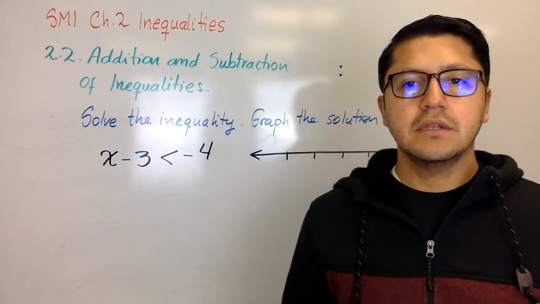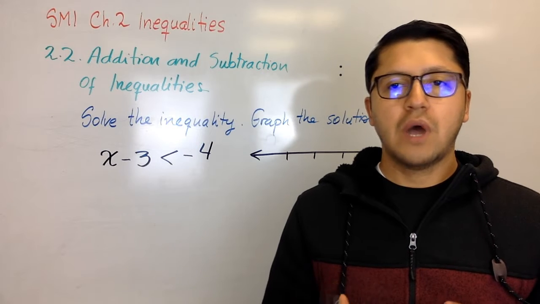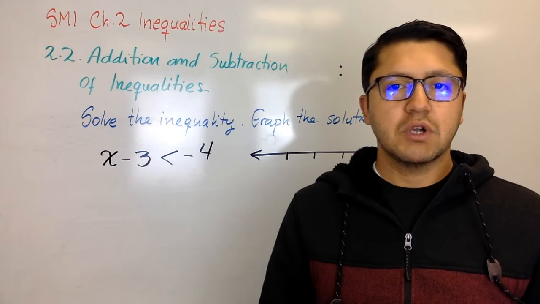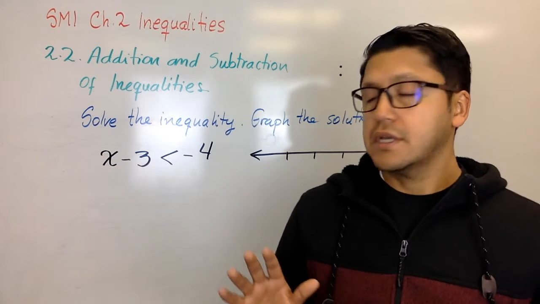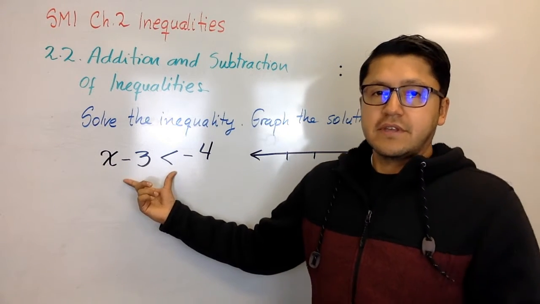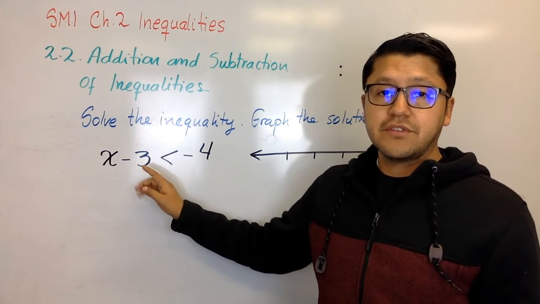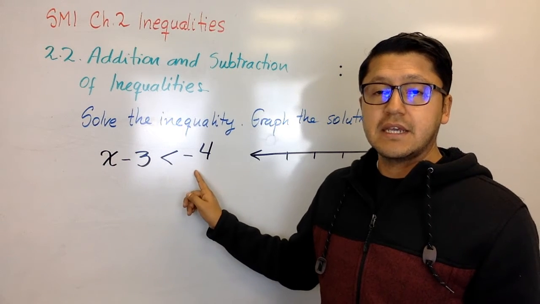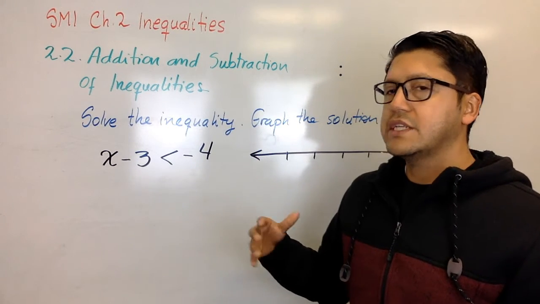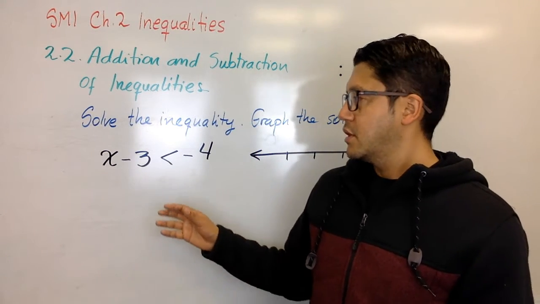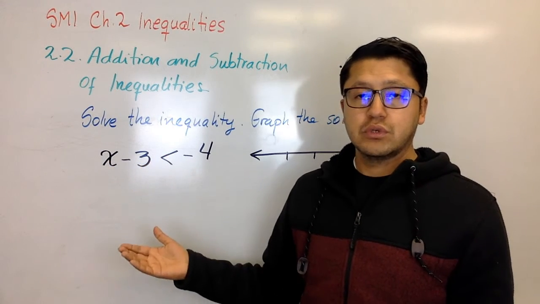Okay, now let's take a look at how we solve inequalities and eventually show how the solution is graphed and how we understand it. The thing is, we have this example now, where a number minus 3 has to be less than -4. So think about that for a moment.